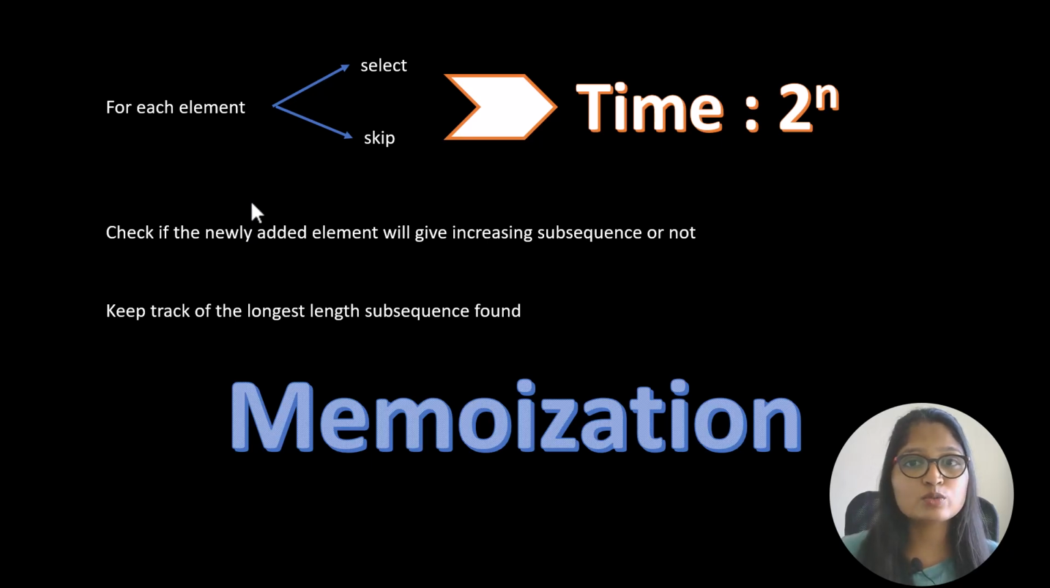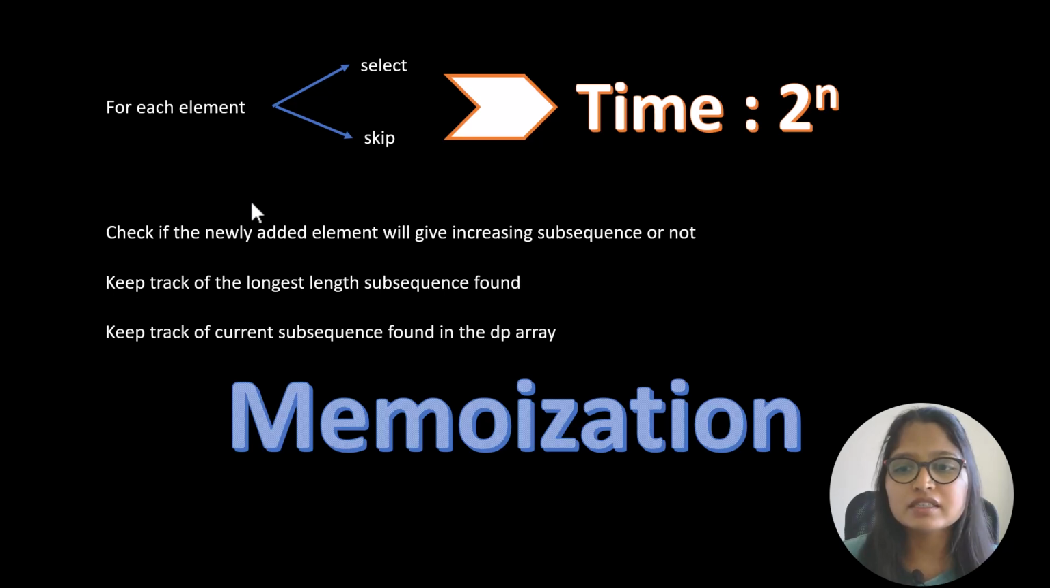So that adds one more step into your process, which is nothing but keeping track of the current subsequence answer that you have found so that you can reuse it later. So let's go ahead and first write out the code for the recursive approach, and then we'll make some tweaks to make it a memoized approach.